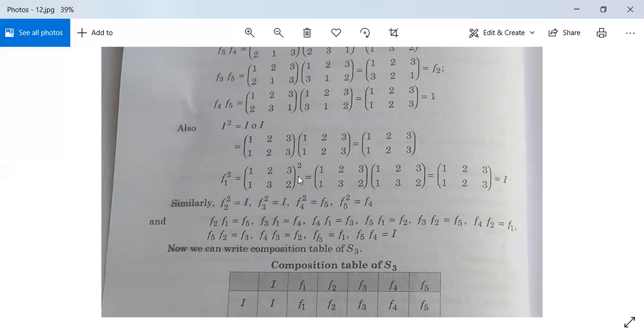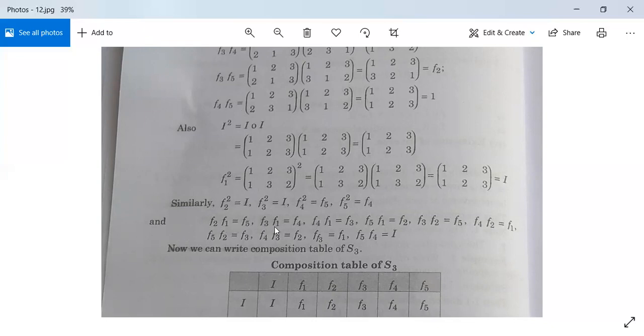F1 square is 1, 2, 3 to 1, 3, 2 square, meaning we have to take it twice. So 1, 2, 3 to 1, 3, 2 composed with 1, 2, 3 to 1, 3, 2. So 1 goes to 1, 1 goes to 1; 2 goes to 3, 3 goes to 2, so 2; and 3 goes to 2, 2 goes to 3, so 3. This is your I. F1 square is I, F2 square is I, F3 square is I, F4 square is your F5, F5 square is your F4.